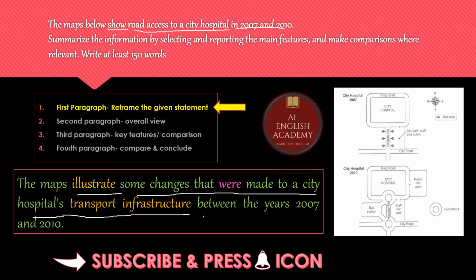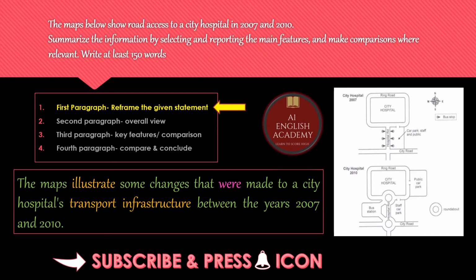So I mentioned between the years 2007 and 2010. You have to keep in mind what tense you have to use. So the years which are mentioned here, that is 2007 and 2010, are the past years. So we are using were in the sentence, we are using past tense in the sentence. So here we are done with the first paragraph. We have reframed the given statement nicely.